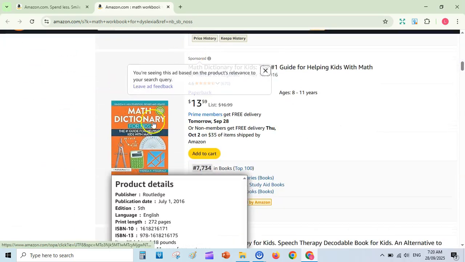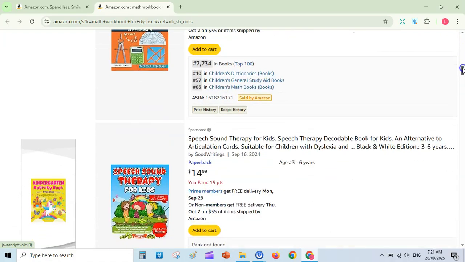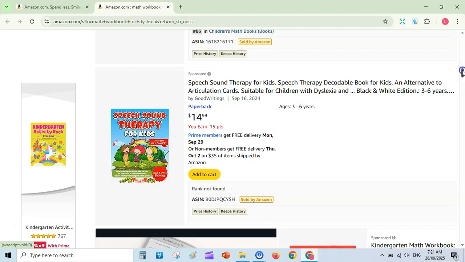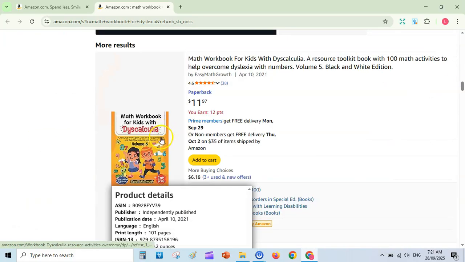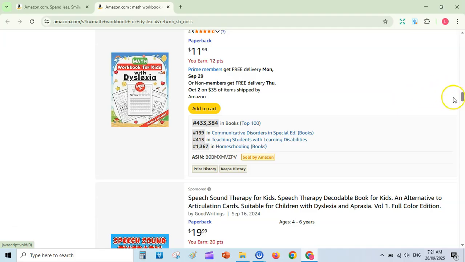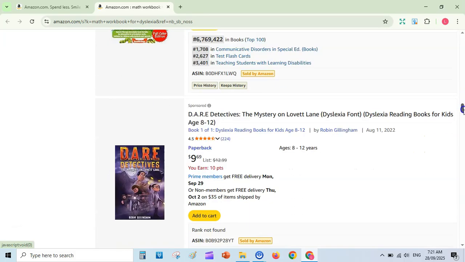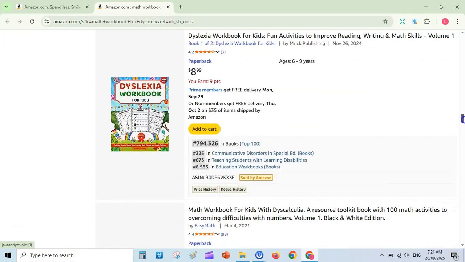This is a sponsored product, maths dictionary for kids. It is totally different from the main idea. It is selling very well, but it is different from our main niche. Then there is speech sound therapy for kids. This is a totally different niche. So we are looking under the main niche. There is another book related to our idea, but it is not selling. Not selling again, very high BSR. So most of the books here on the first page are not selling.